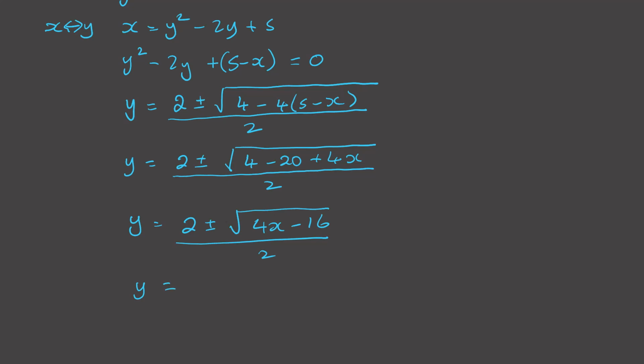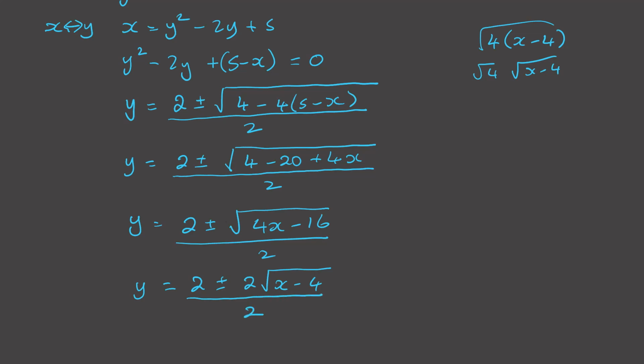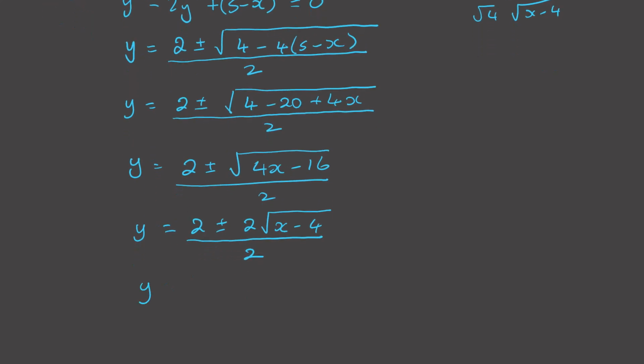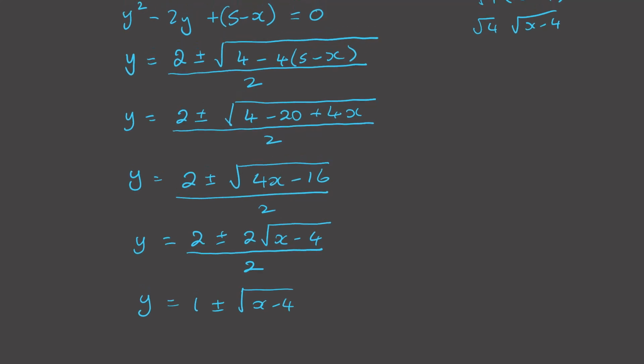So 4x minus 16 is 4 times x take away 4, and it's under the square root, so that becomes root 4 root x minus 4. So that's going to be 2 plus or minus 2 root x minus 4, divided by 2, giving us 1 plus or minus root x minus 4. Now we have to make a decision here. Now this is the inverse function.